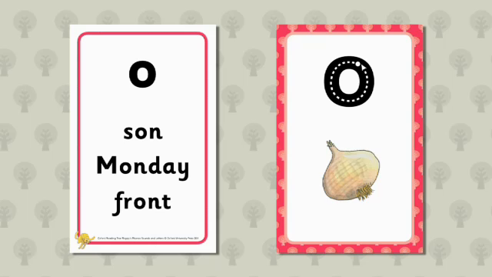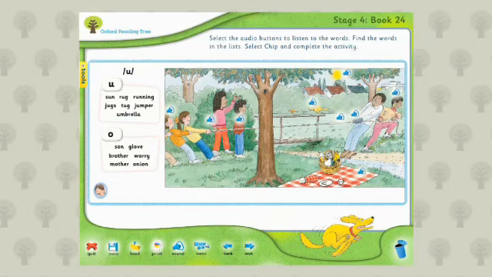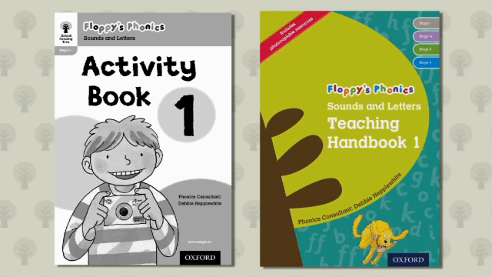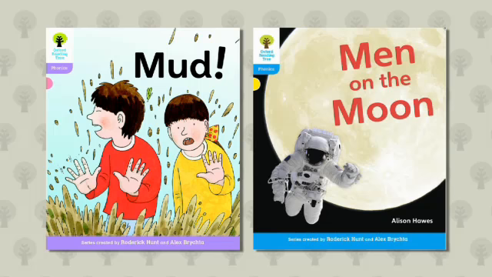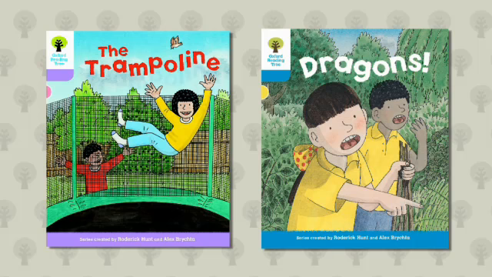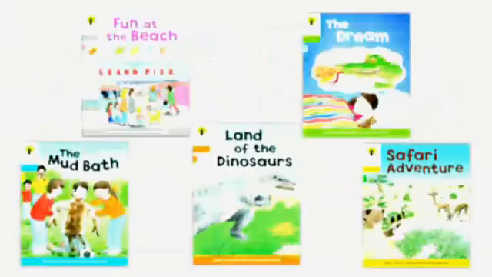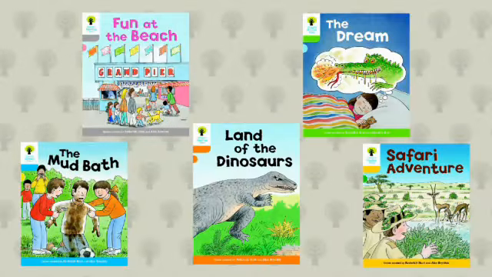The Floppy's Phonics Sounds and Letters resources shown in this section were the flashcards, interactive CD-ROM, activity sheets which can be found in the teaching handbooks and writing activity books, and Floppy's Phonics Sounds and Letters books. Also shown were the Floppy's Phonics fiction and non-fiction readers, Biff, Chip and Kipper Decode and Develop storybooks, and the Biff, Chip and Kipper stories.